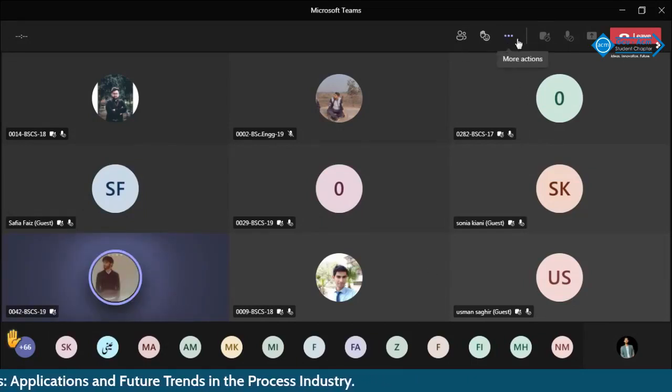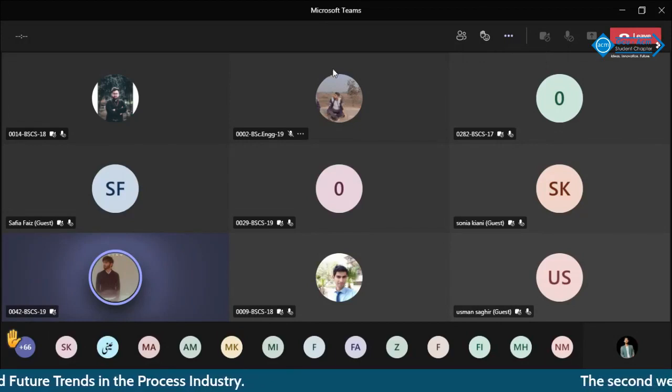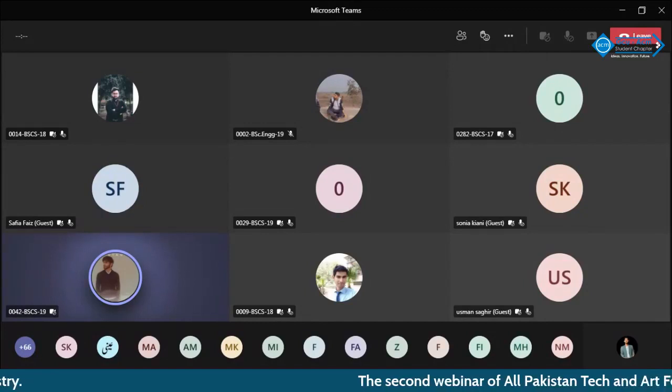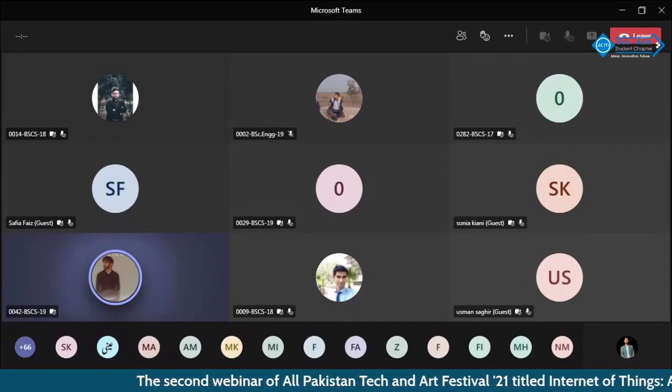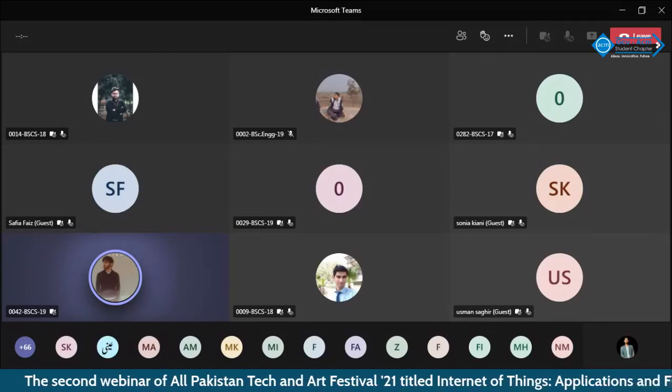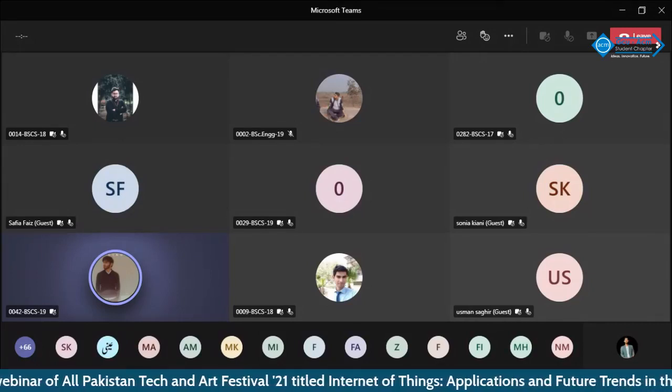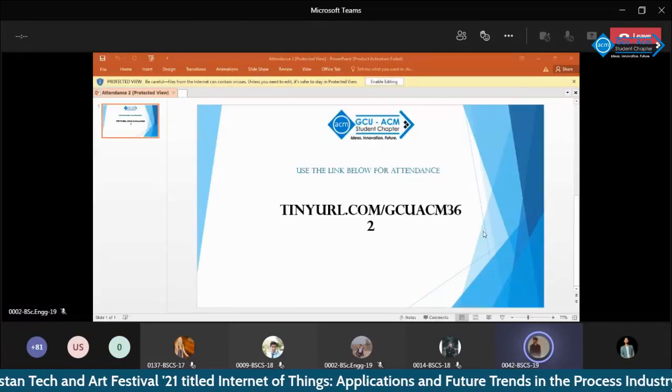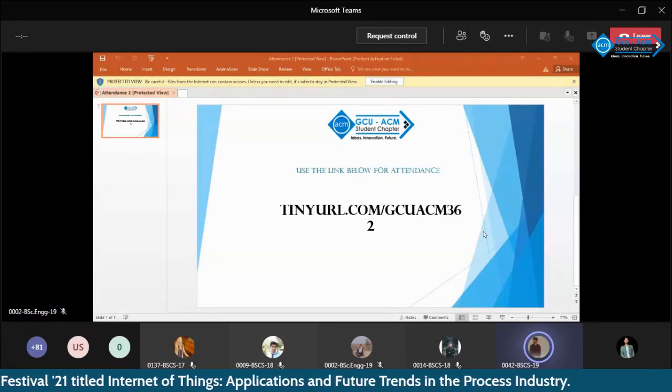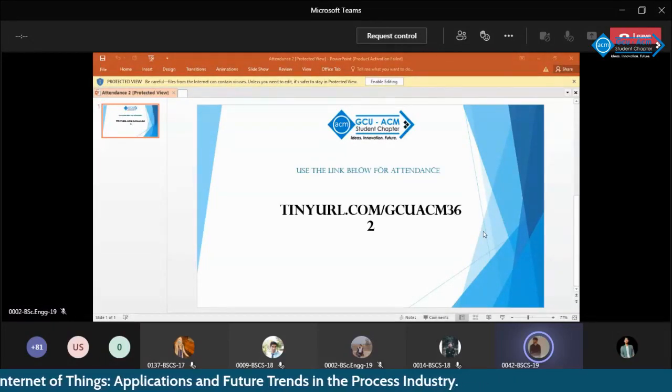All right, everyone, kindly pay attention. It is time for attendance. A slide will be displayed which will contain a link. You have to type that link in your browser, and there you will be greeted with an attendance form. As you can see on screen, this is tinyurl.com/GCU-ACM362. You have to dial it on your browser, on your phones or your laptops, doesn't matter.